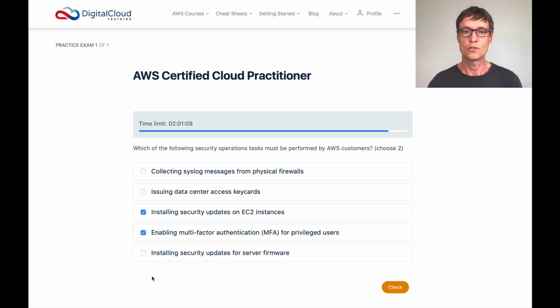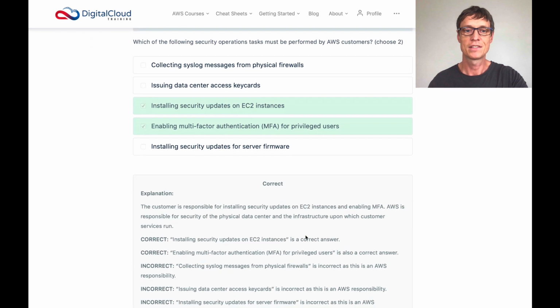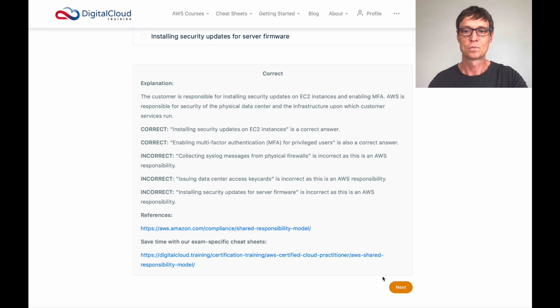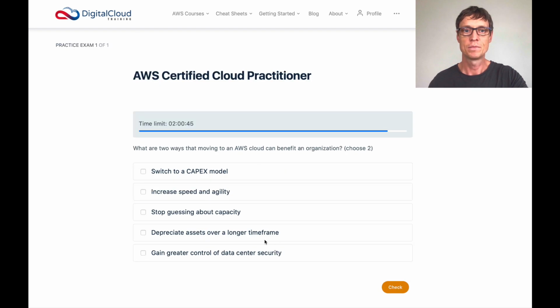So the next one is installing updates on server firmware. So again, as I mentioned, for physical hardware, that's definitely not something you should be doing as a customer. So I believe those are definitely the correct answers. Let's click on check. And sure enough, those are correct. And there we got our explanation. So let's move on to another question.